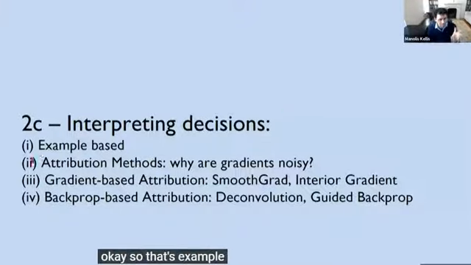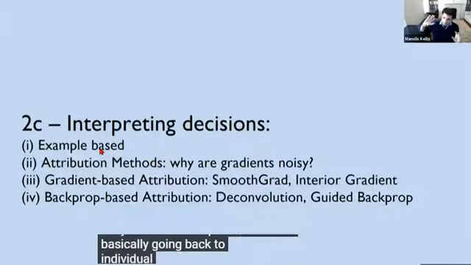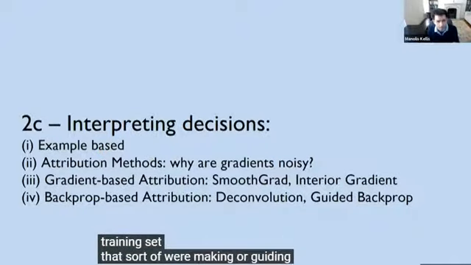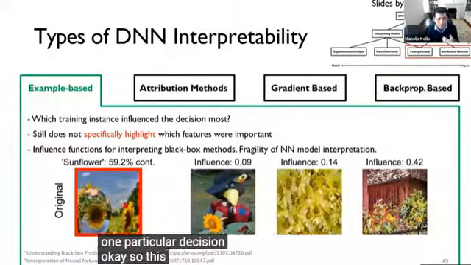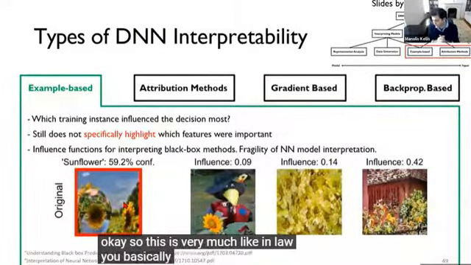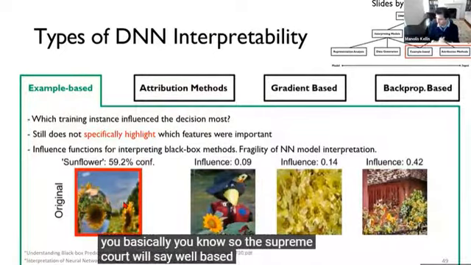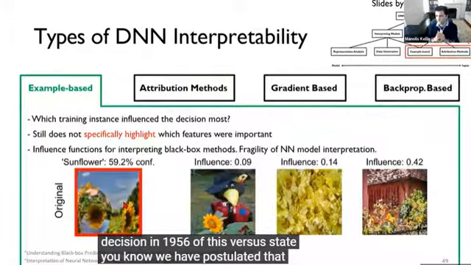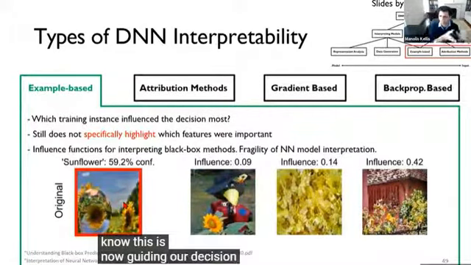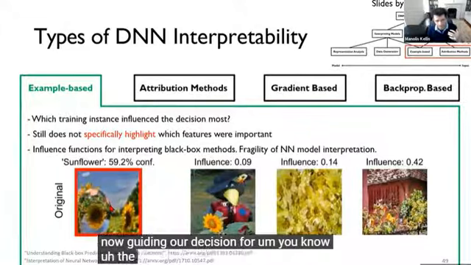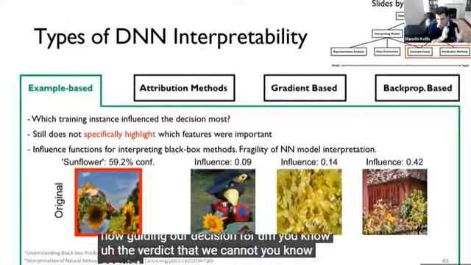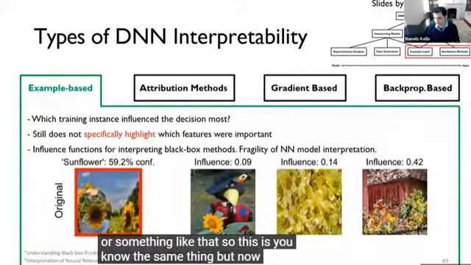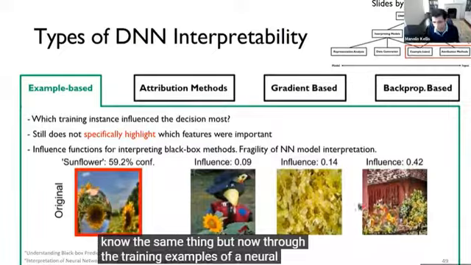Okay, so that's example based. It's basically going back to individual examples of your input training set that were guiding that one particular decision. This is very much like in law. The Supreme Court will say, well, based on the decision in 1956 of this versus state, we have postulated that, and this is now guiding our decision for the verdict that we cannot convict this person, or something like that. This is the same thing, but now through the training examples of a neural network.